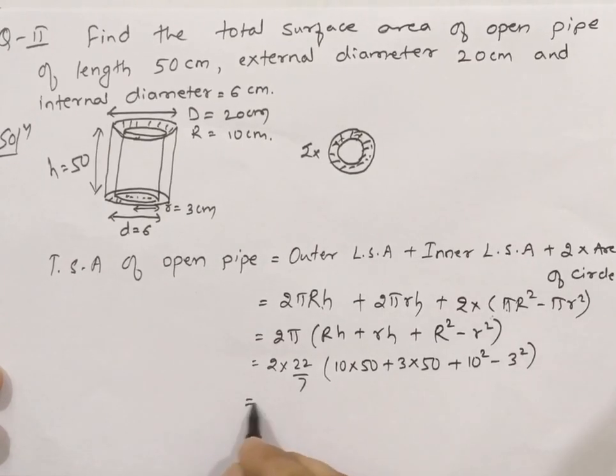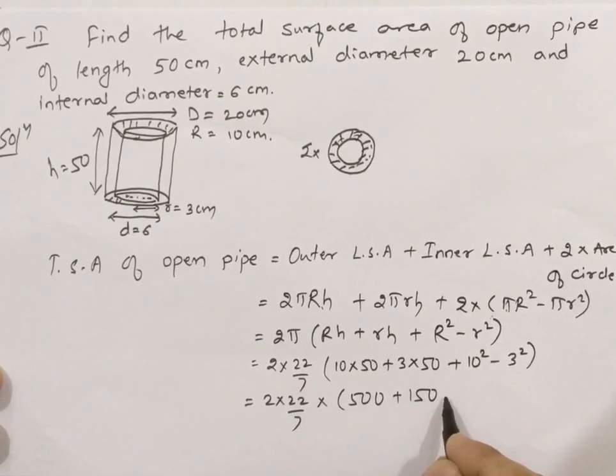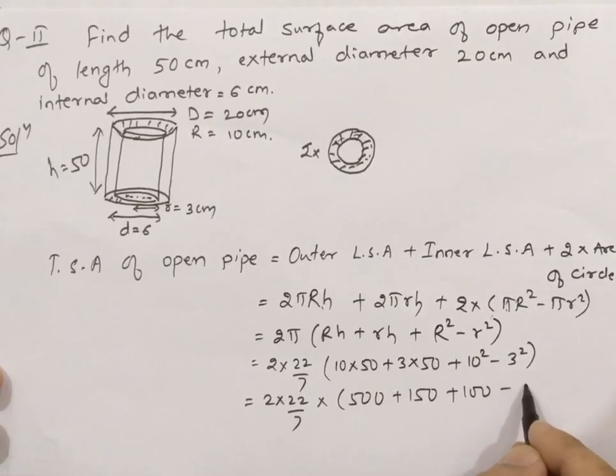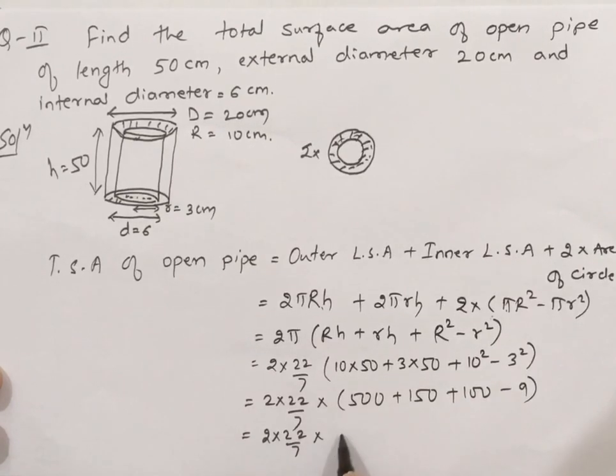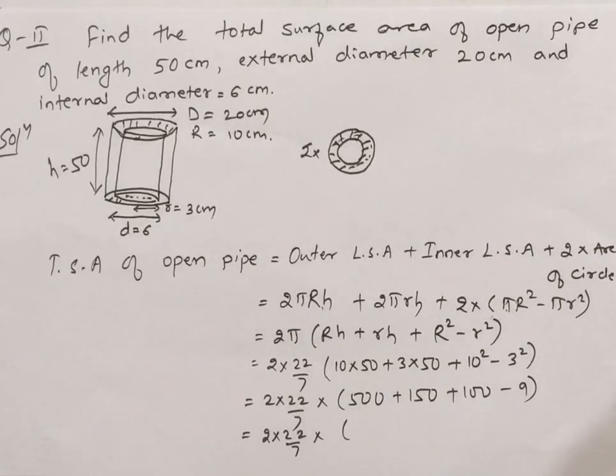Okay, so that is 2 into 22 by 7 into 500 plus 150 plus 100 minus 9. So that is 2 into 22 by 7 into 500 plus 150, 650, plus 100 is 750, 750 minus 9 is 741. 741, correct?